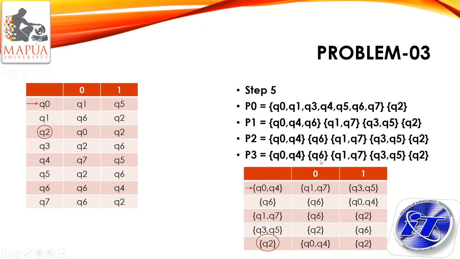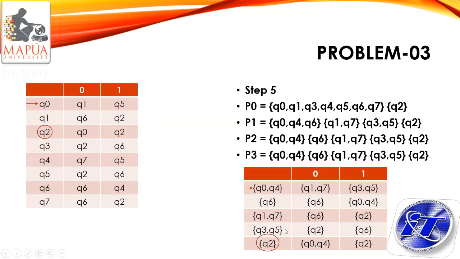Now let's move on with Q6. If it's 0, it loops within itself, so Q6 again. But if it's 1, it will go to Q4. Which group contains Q4? Q0, Q4. So this will be written for 1. Now let's proceed with Q1, Q7. If it's 0, it will go to Q6. If it's 1, it will go to Q2, the final state.